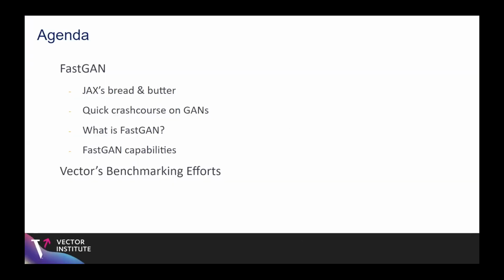So here's a quick agenda slide. I'll first go over the FastGAN project, starting with what is JAX and why you should care about it, followed by a quick crash course on GANs, and finally introducing FastGAN and different results produced by it on our cluster. There will also be a very quick slide at the end going over the benchmarking project.